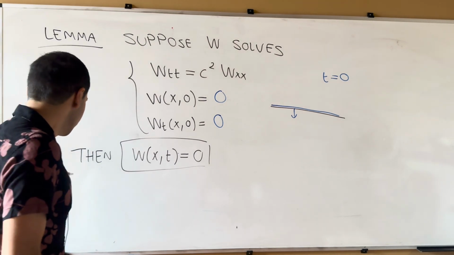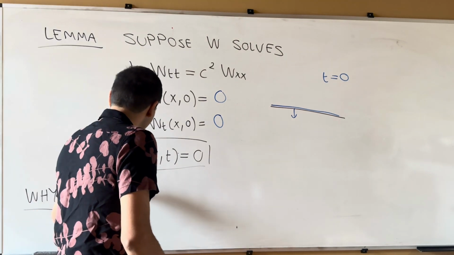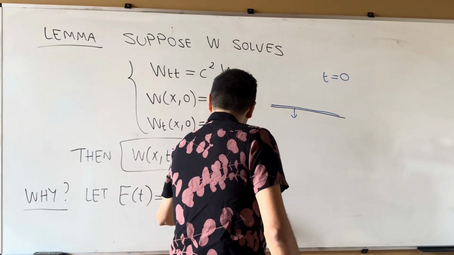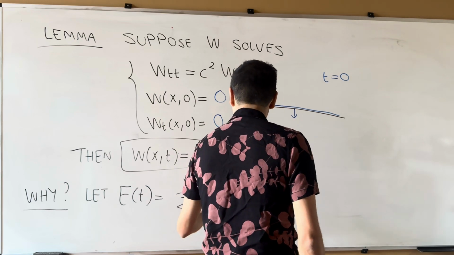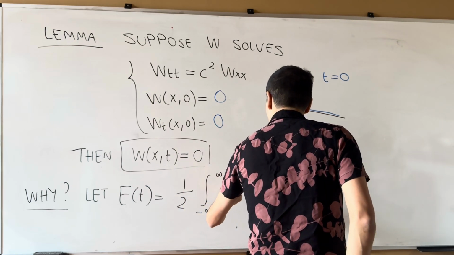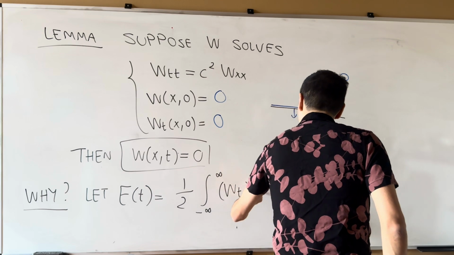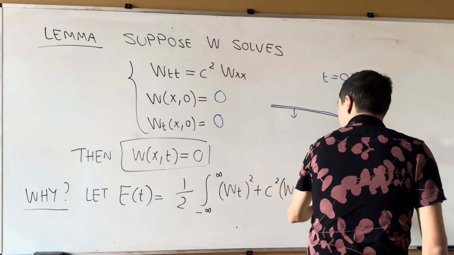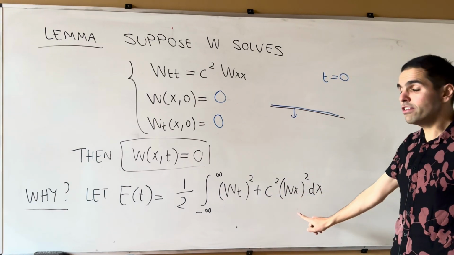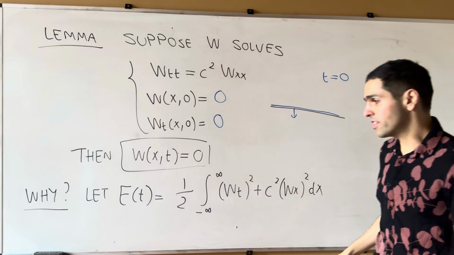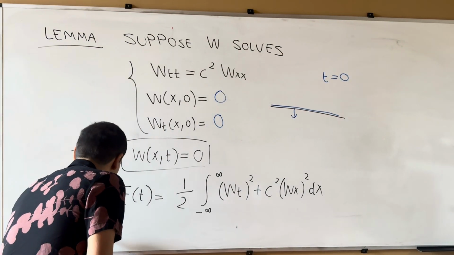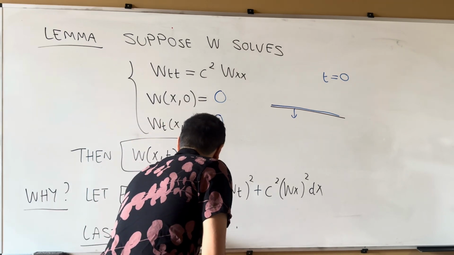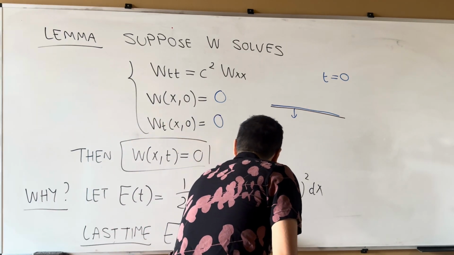Once again, define the energy. Let E of t be 1/2 integral from minus infinity to infinity of W_t squared plus c squared W_x squared dx. And last time we've shown that E is constant. So check out the previous video. We have legitimately shown that E of t is constant.